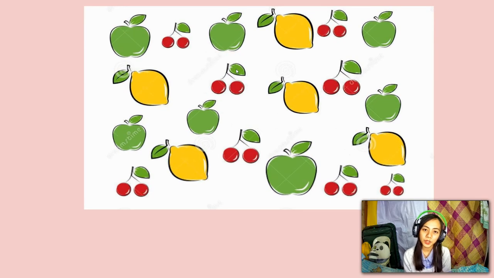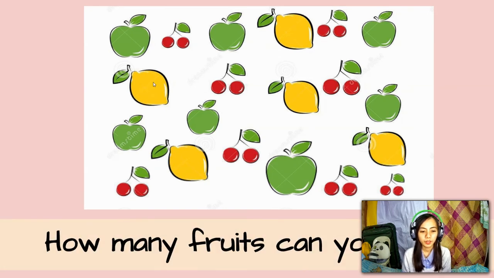So I have here a picture. So what I want you to do is to take a look closely to it. And then we will start answering the following questions about the picture. Here is the first question. So how many fruits can you see? So I will give you 30 seconds to count the fruits in the picture. Okay, very good. There are 20 fruits in the picture.